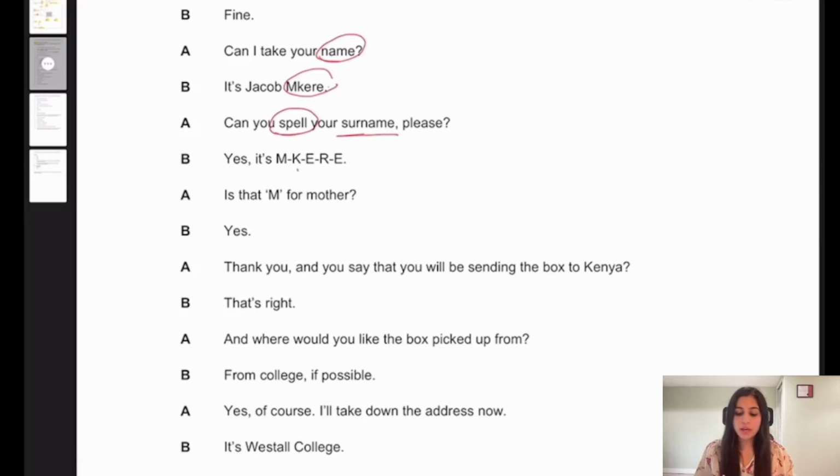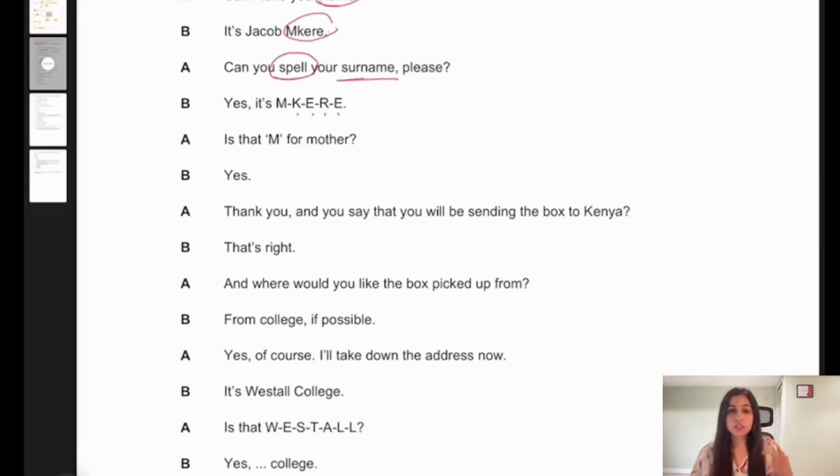It says MKERE. And then the agent confirms if the first letter is M for mother.